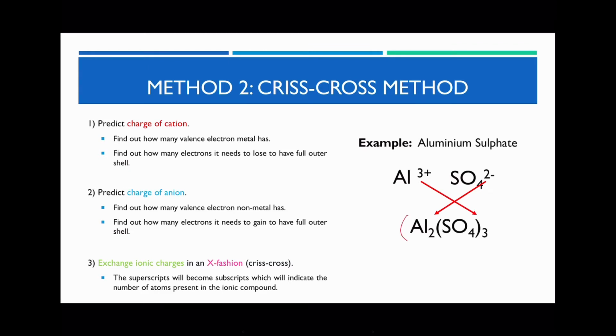This doesn't require a bracket at all, because Al is a monatomic atom, so you don't need a bracket at all. However, you do need to have a bracket for the sulfate, because sulfate is a polyatomic ion. So therefore, you need the bracket, and the 3 goes down over there.